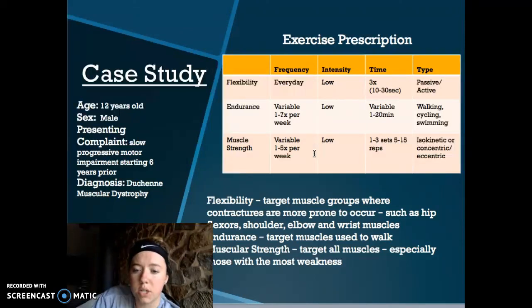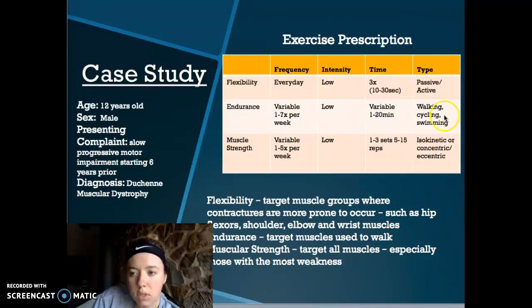You want to target muscle groups where contractures are more prone to occur: hip flexors, shoulders, elbows, wrists, things like that. For endurance, target muscles used to walk, just because walking is going to be the thing that they are most wanting to do, and that requires endurance. So walking, cycling, swimming. For muscular strength, target all the muscles. Overall, most of the time, DMD patients are losing muscle throughout the body, so you want to target each of those big muscle groups.